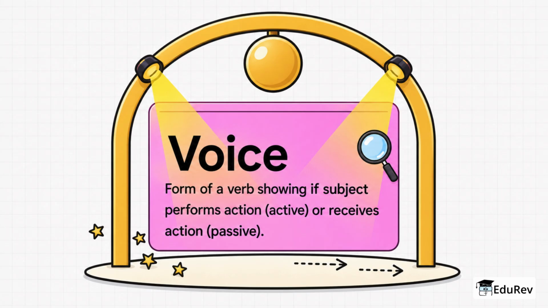I personally like to think of voice as a spotlight on a stage. In the active voice, the subject is the star. They're the one doing the action. But in the passive voice, the subject is just the target receiving the action. The spotlight shifts completely away from the doer right onto the receiver.